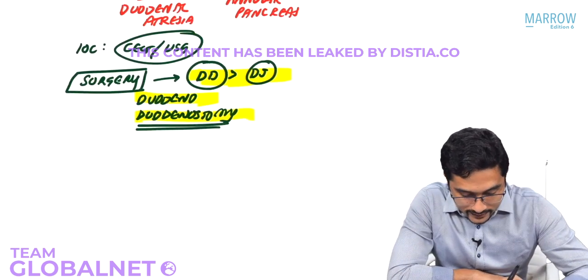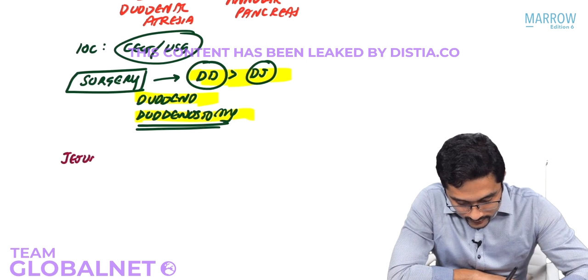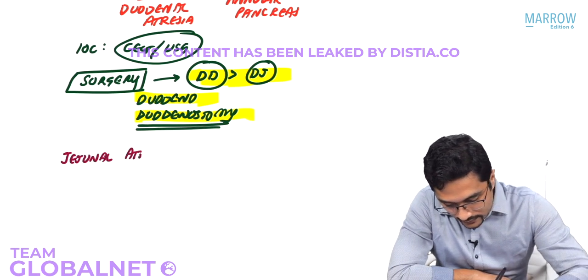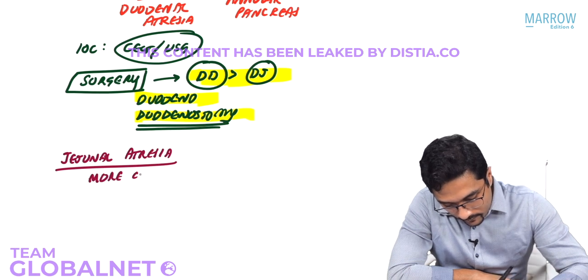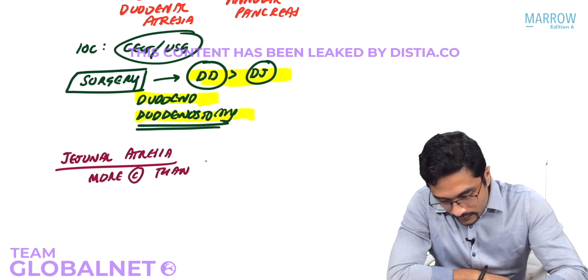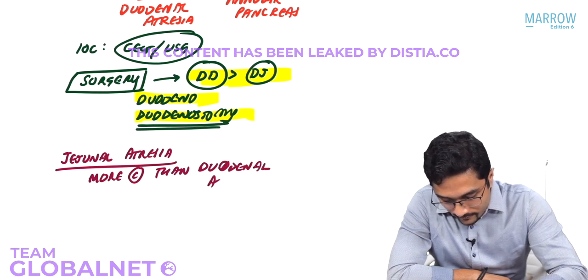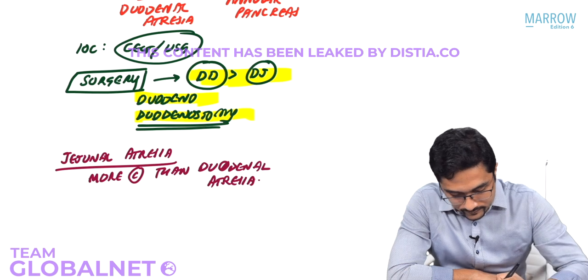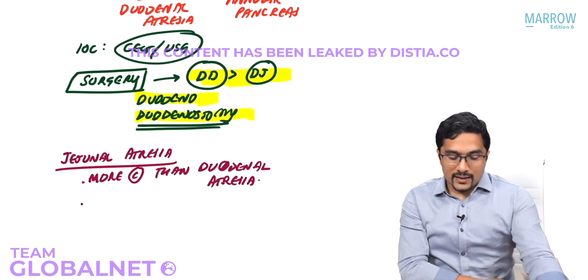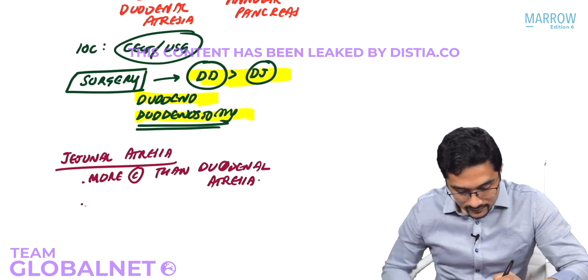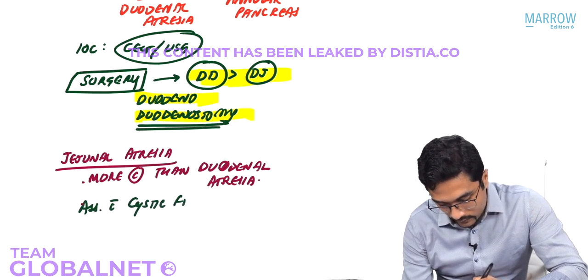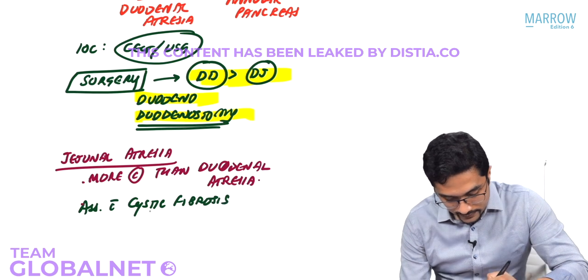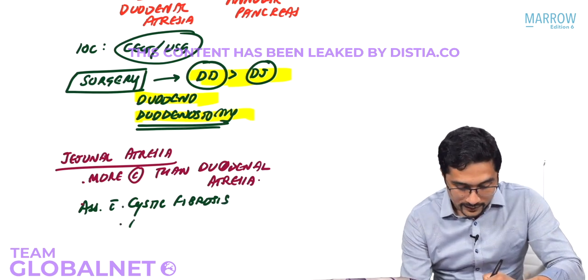Talking about atresias, we should also know about jejunal atresia. Now, jejunal atresia is actually more common than duodenal atresia. And patients with jejunal atresias, it can be associated with cystic fibrosis. It can also be associated with malrotation of gut.